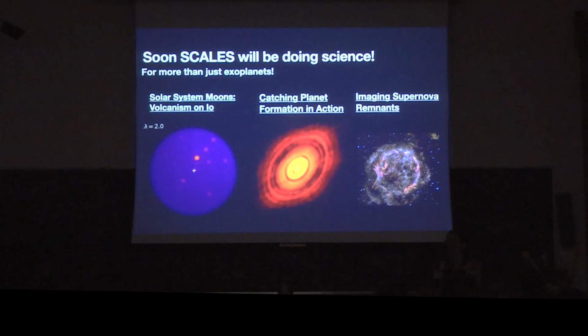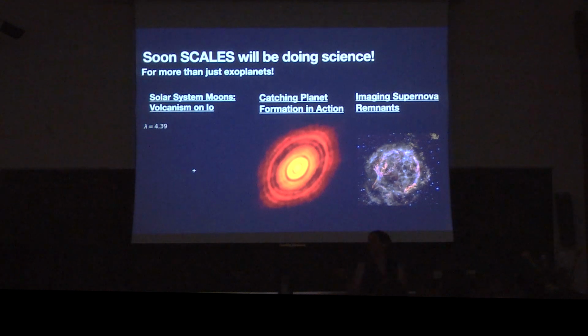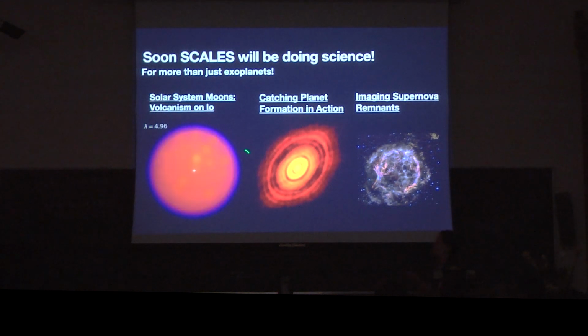It's gonna ship out to Hawaii by the beginning of next year, and then it'll see light shortly after that and start doing science. So in addition to taking pictures of exoplanets, it's going to do a wider range of things. It's also going to be useful for the same kind of solar system science that I showed you before. One cool example is monitoring the volcanoes on the surface of Jupiter's moon Io. So we'll be able to see how their brightnesses change, both with the color of the light and with time. So you can see those dots here are our little simulated SCALES observations of volcanoes.